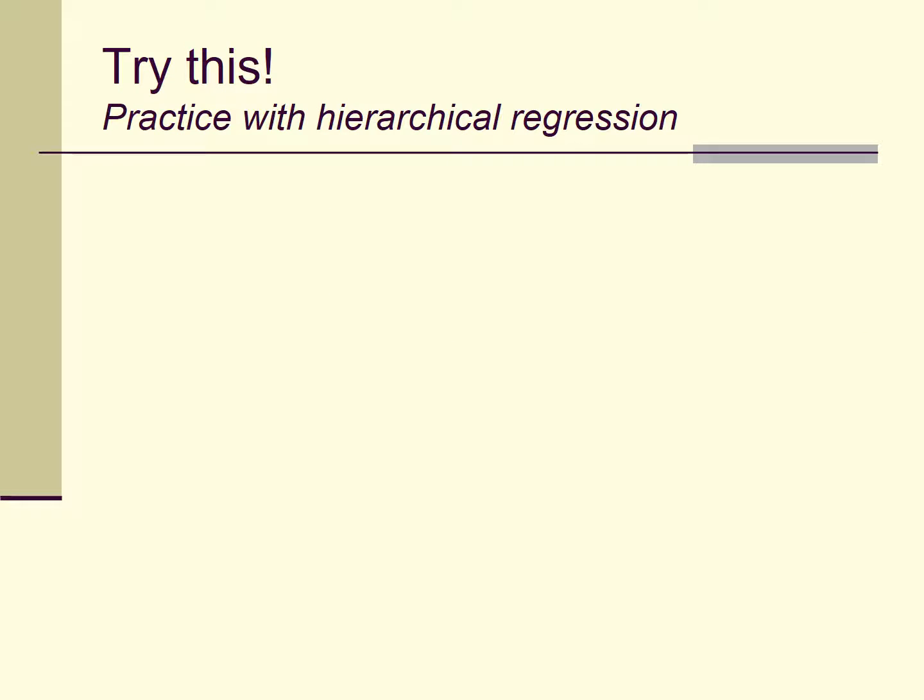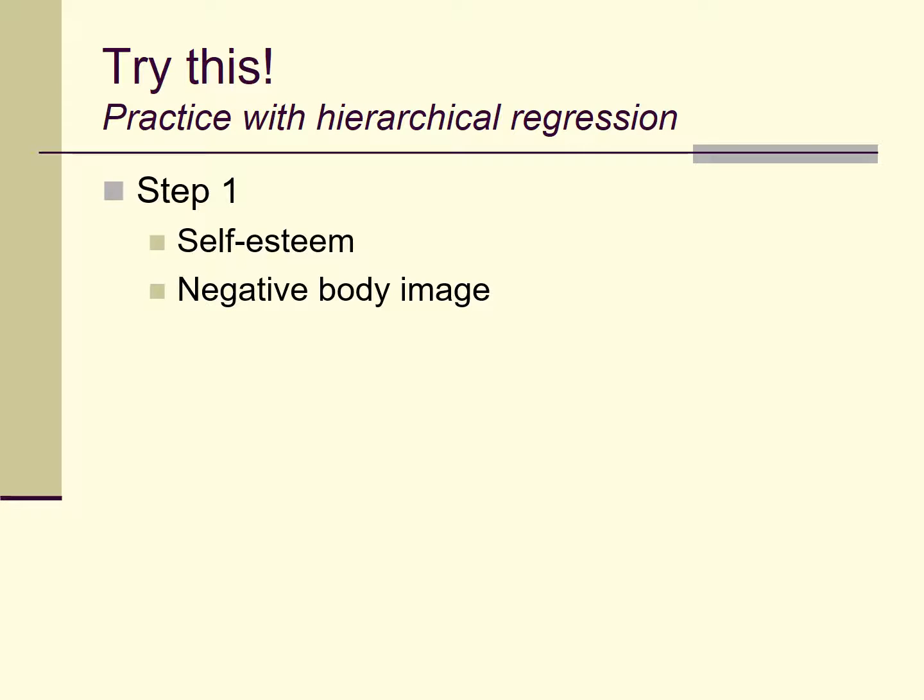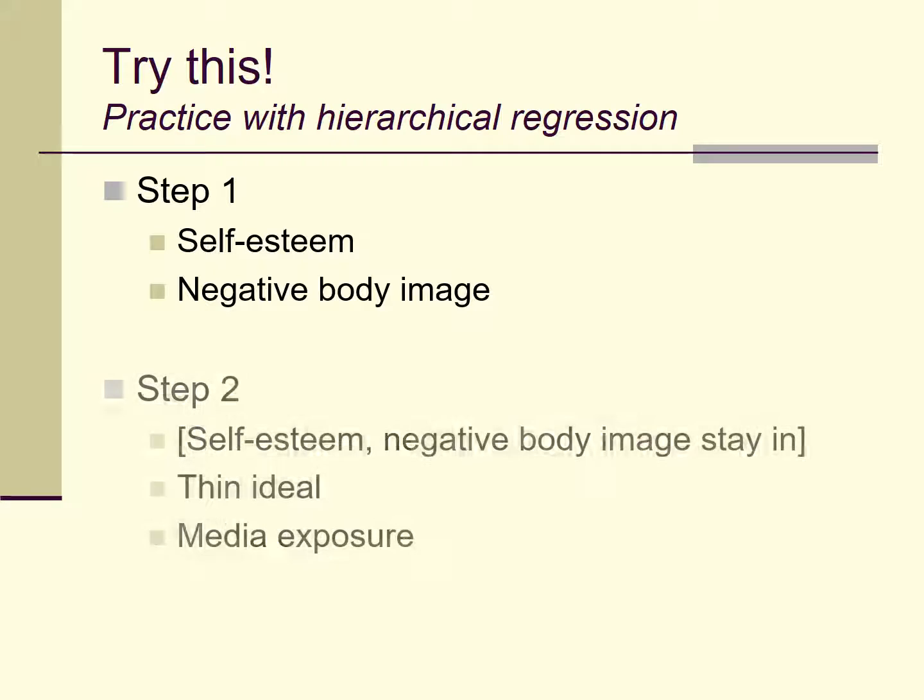And because we have this primary and secondary ordering in the way we're thinking about these variables, it seems most appropriate to do a hierarchical multiple regression. And in step 1, let's go ahead and enter self-esteem and negative body image. They're our main predictor variables that we're particularly interested in. And then in step 2, those variables stay in the model and we add thin ideal and media exposure.